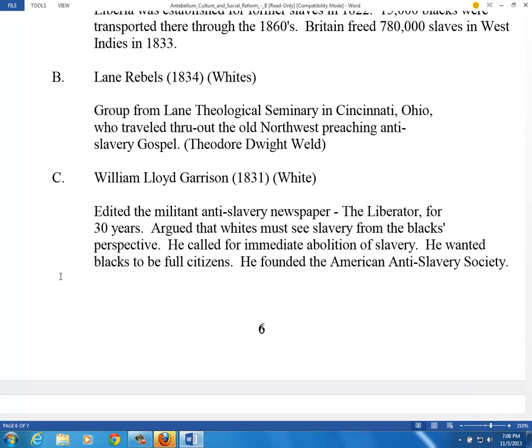Risked his life and was attacked many times. He was a newspaper editor, and he put out a newspaper that constantly was pushing for the abolition of slavery. So extremely important figure to this, that just continually, no matter what they threw at him, he was not going to stop speaking out against slavery.